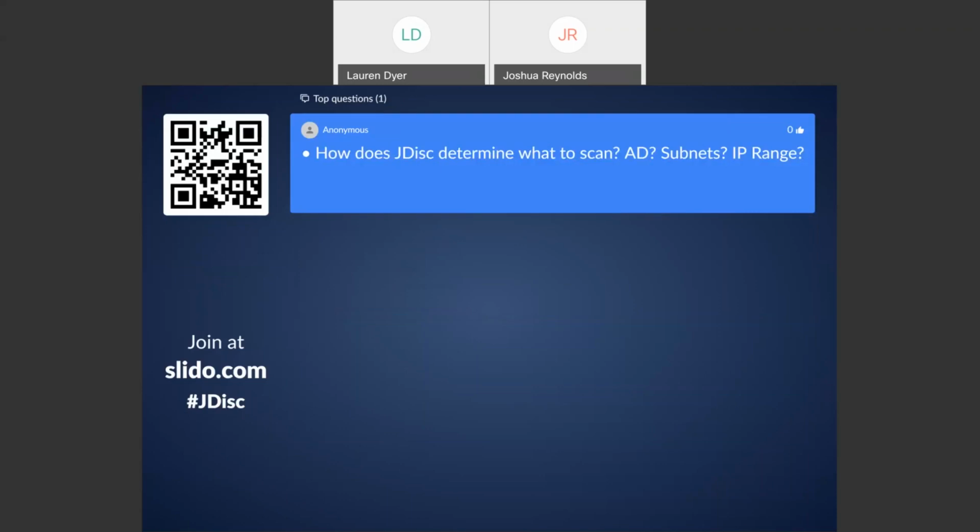How does JDisc determine what to scan? AD, subnets, IP range, all of the above, and then some. We even have some clients that have imported CSV lists of machine names. So it really depends on how you want JDisc to scan and what you want it to look for.